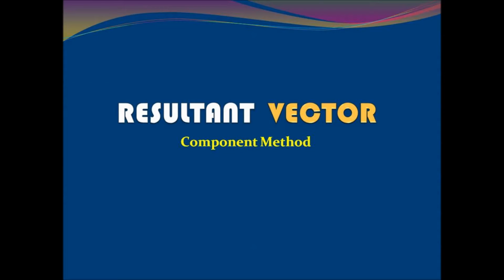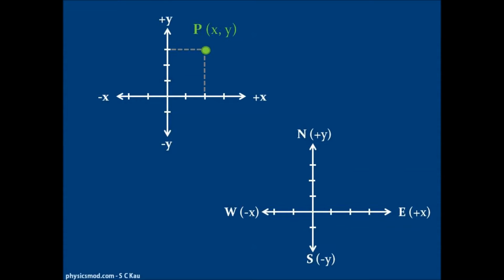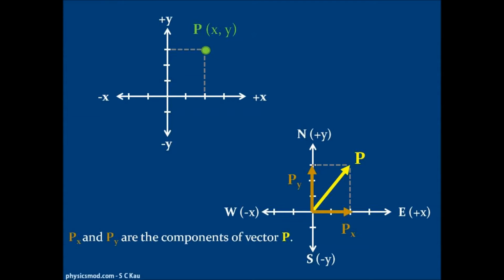Resultant vector, using the component method. A point P has x and y coordinates. A vector arrow has x and y components. These are px along the x-axis and py along the y-axis. You can also place py here.